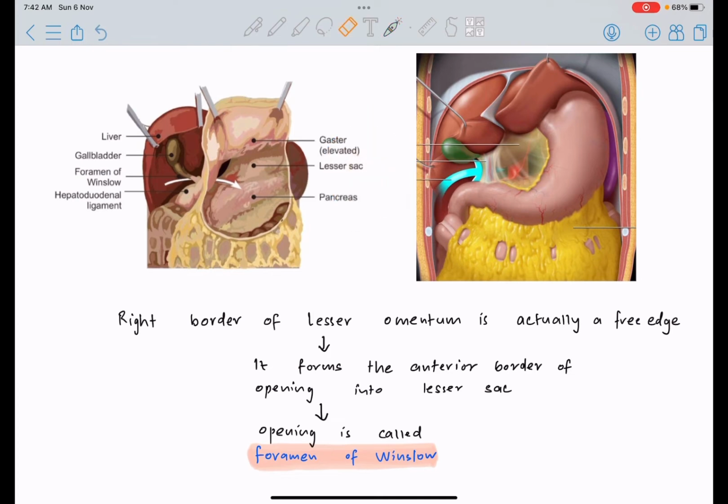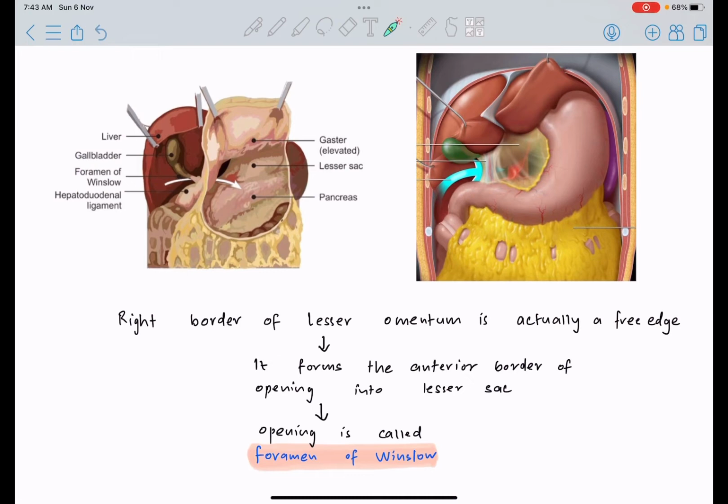Now let us look at the lesser omentum. This particular structure is the lesser omentum. The right border of the lesser omentum is actually a free edge, which means it is not connected to anything. It forms the anterior border of the opening into the lesser sac, which means if you follow the arrow and put a finger through this free edge inside, this forms the lesser sac.